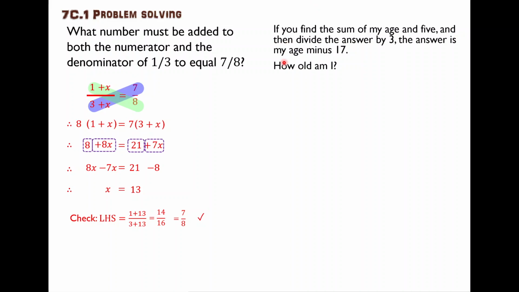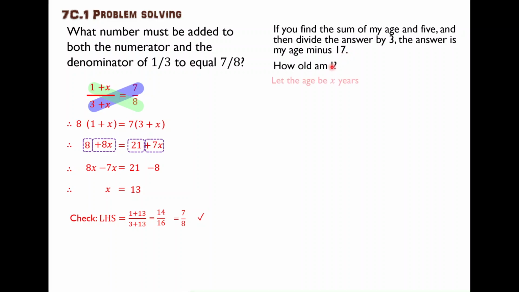We have another problem here. This one's to do with age. If you find the sum, that means add, the sum of my age and 5, and then divide the answer by 3, the answer is my age minus 17. Mr. Ranieri is being very cryptic, very confusing with his age.